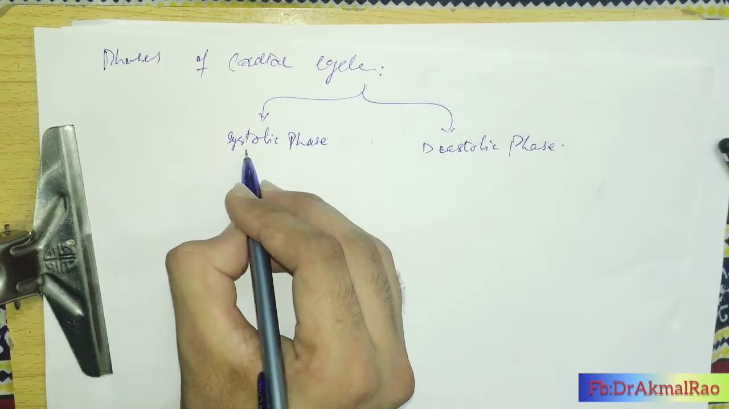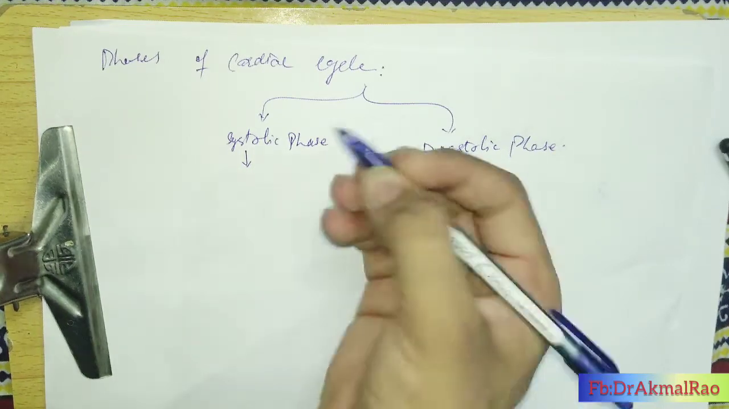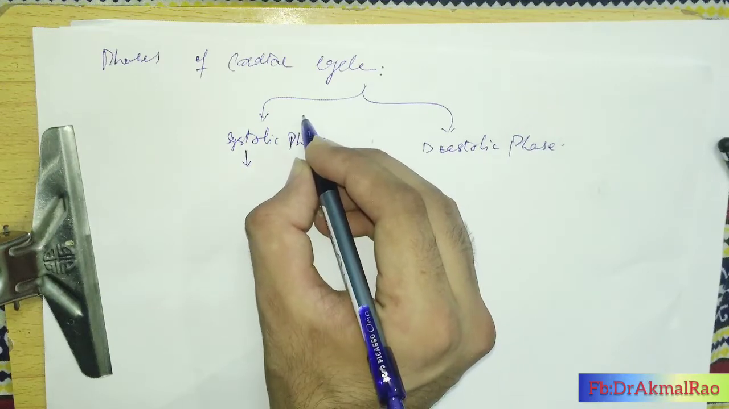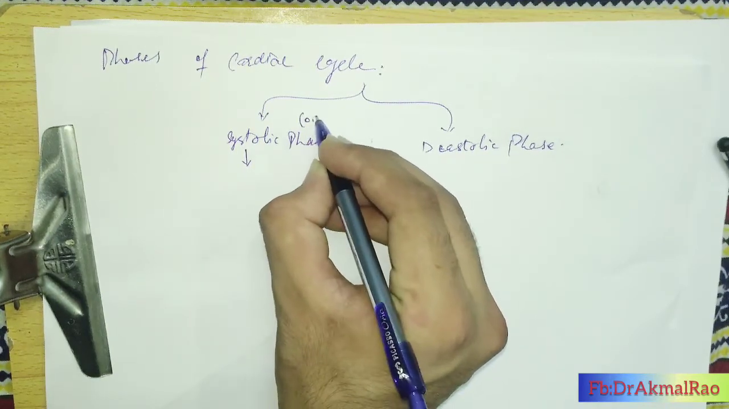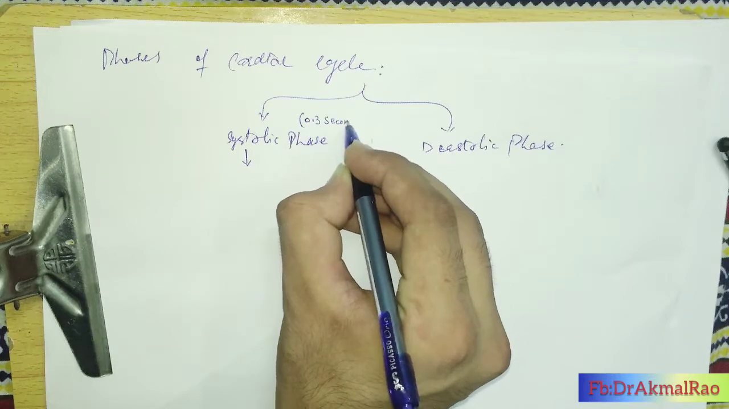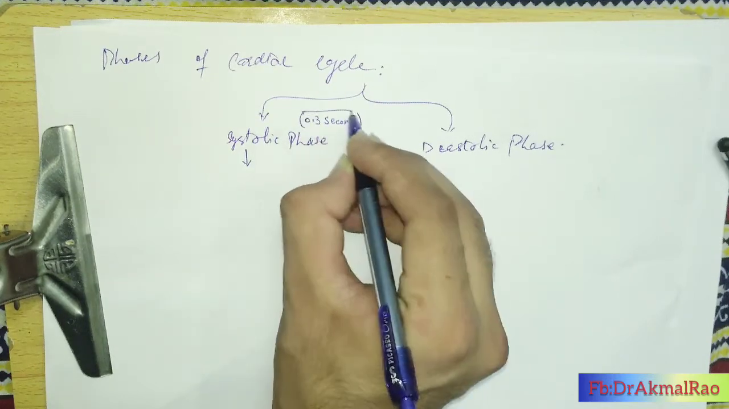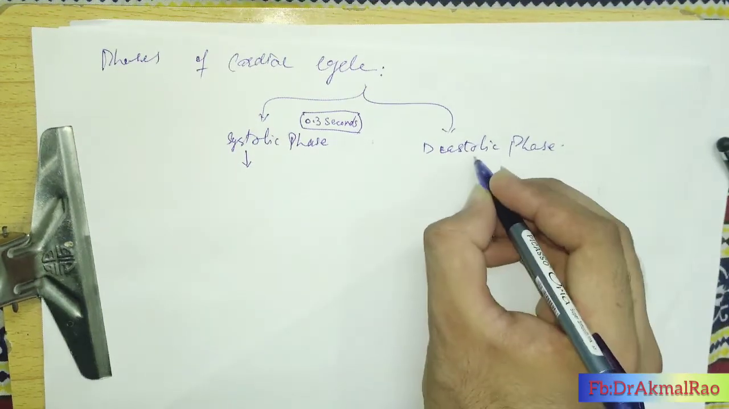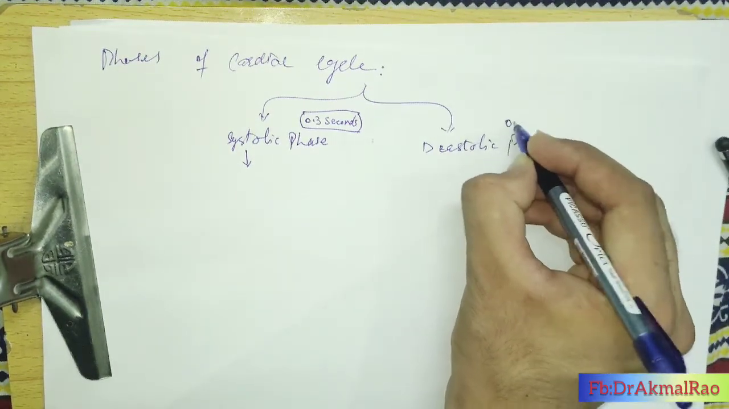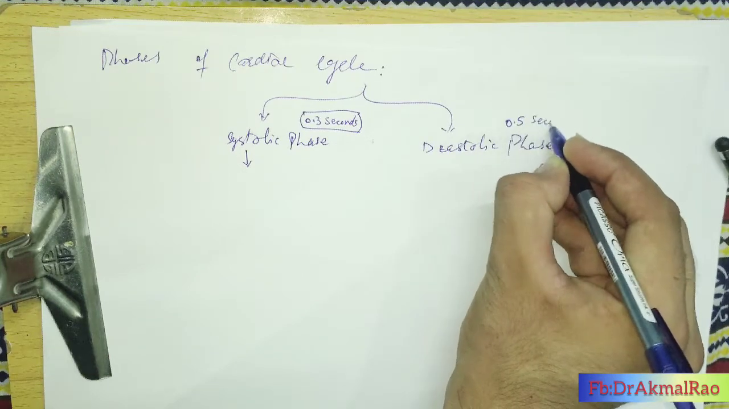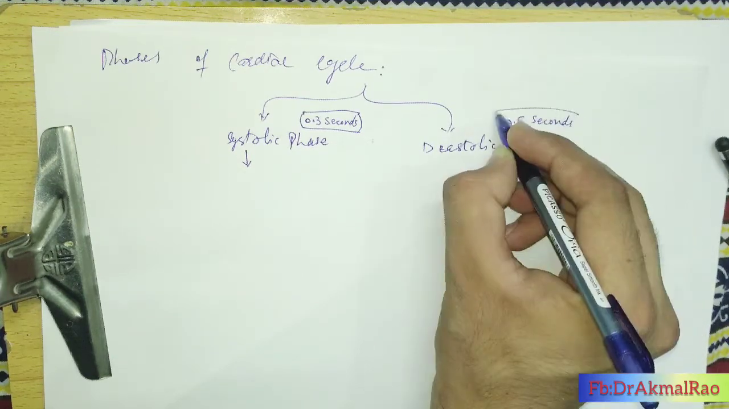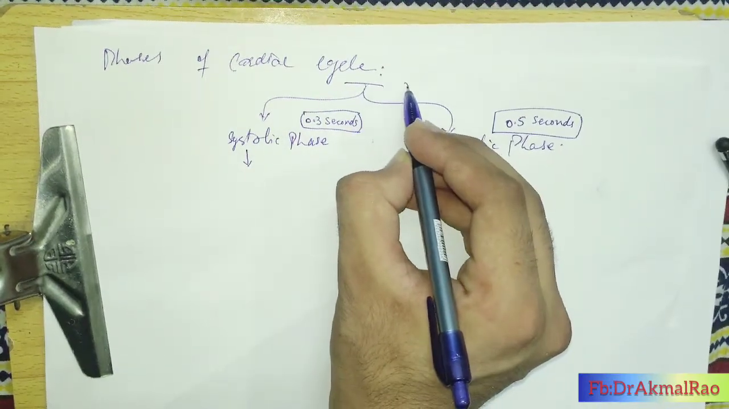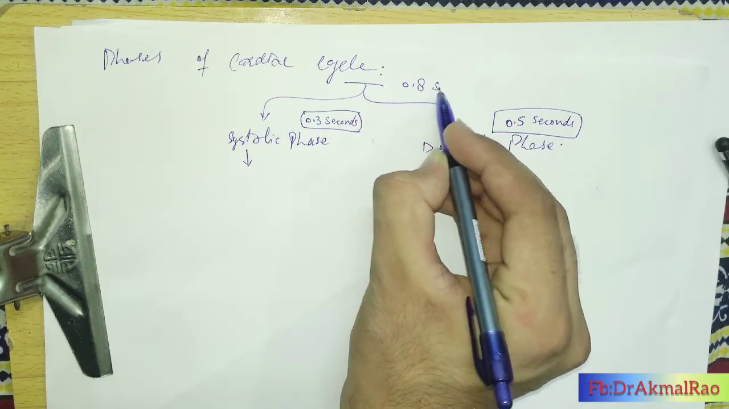For the systolic phase, first of all, remember the time period. It is about 0.3 seconds, very short and very fast. And for the diastolic phase, the time is 0.5 seconds. It means our heart completes one cycle in a total of 0.8 seconds.